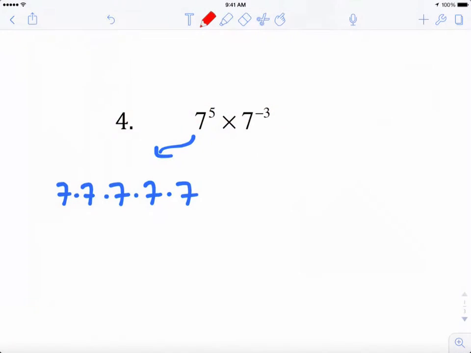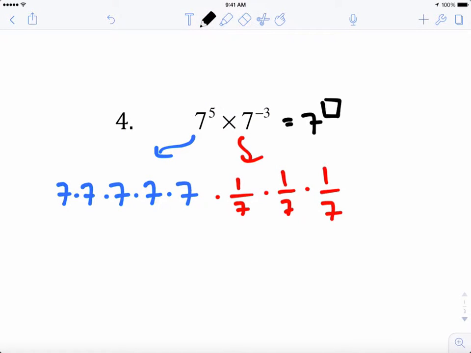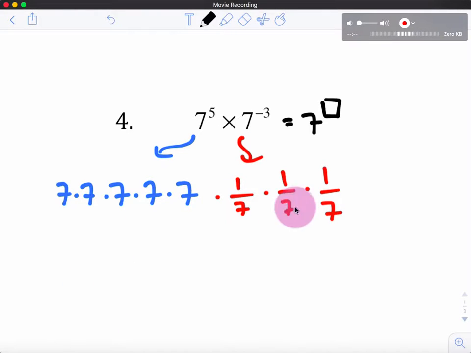Now 7 to the negative 3rd power, I'm going to write this as 1/7 times 1/7 times 1/7. So maybe you already had a prediction about what our product was going to be, right? 7 raised to some power. But let's take a moment to talk about what happens when we multiply these together.